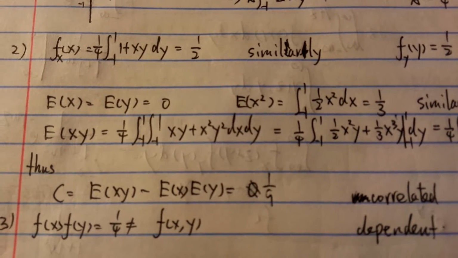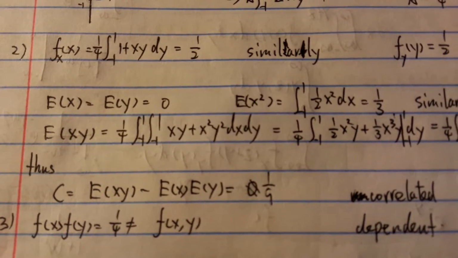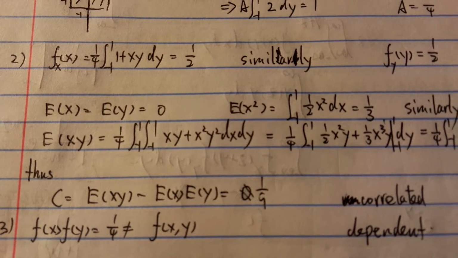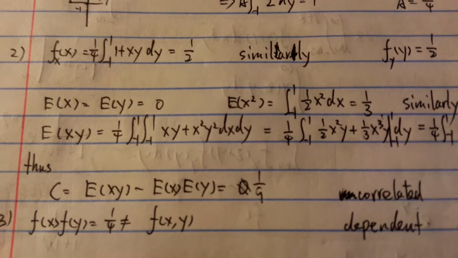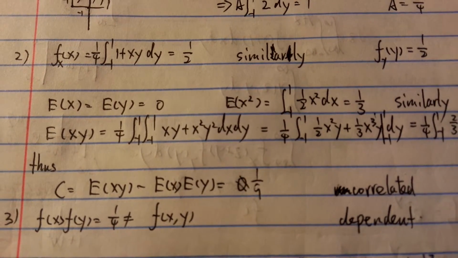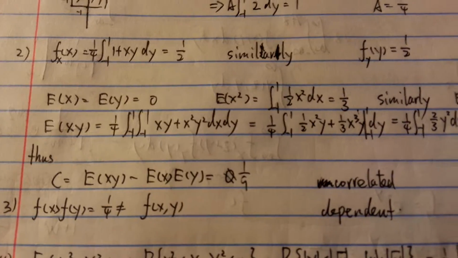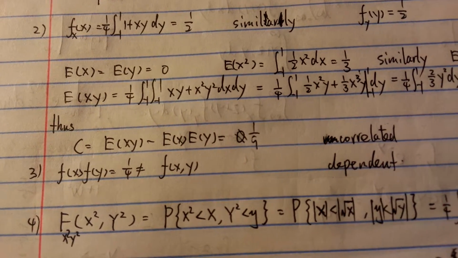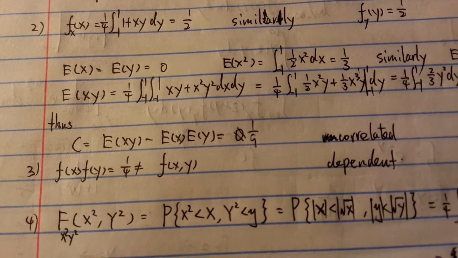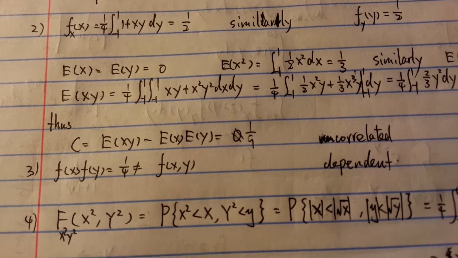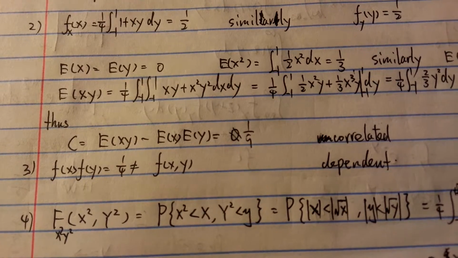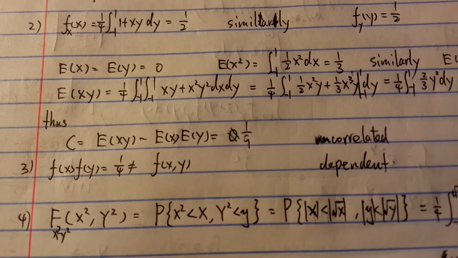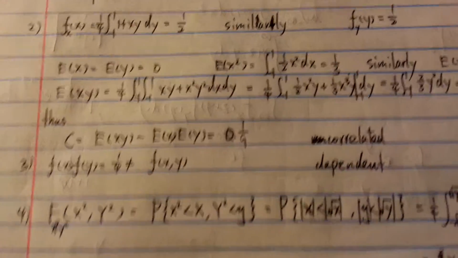Then the covariance is just equal to the expectation of x times y minus the expectation of x times the expectation of y. It is equal to 1 over 9. It is not equal to 0, so they are correlated. And about the third question, we find that the density function of x times the density function of y is just equal to 1 over 4. This is not equal to the joint density function of x and y, so they are dependent.